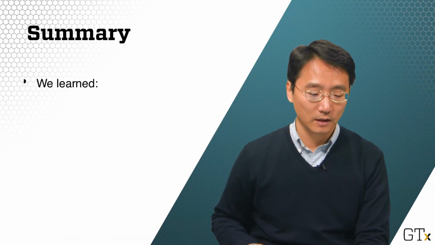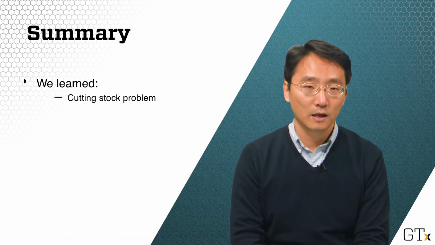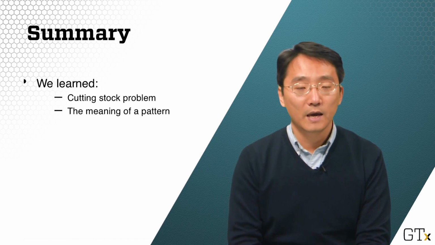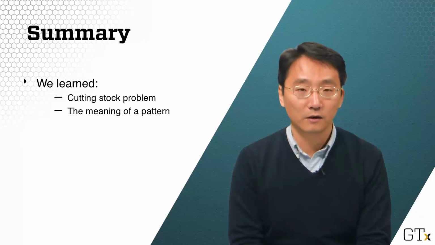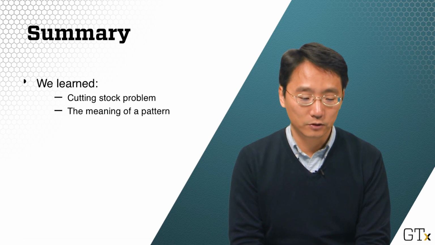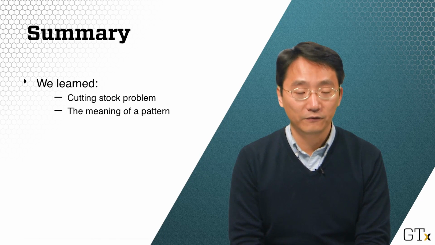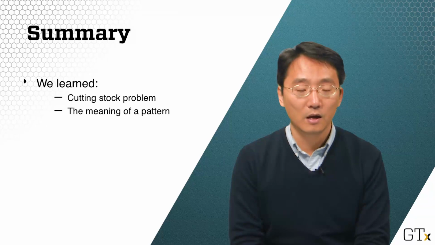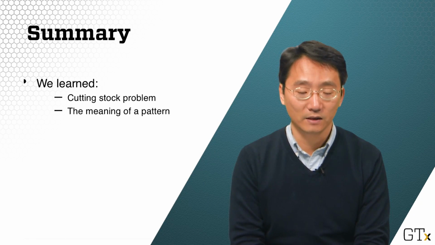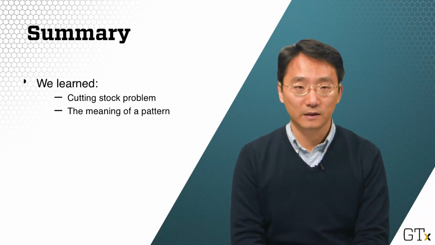Let's summarize. We learned the cutting stock problem. We set up this problem, and a very important thing is the meaning of a pattern. In short, a pattern is a feasible way to cut a big roll into smaller ones to satisfy specific types of demand. So that's it for this lesson. Thank you.